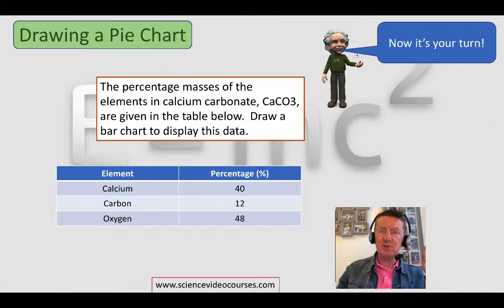Right, well here's some examples you'd have a go at. Percentage masses of the elements in calcium carbonate CaCO3, that's calcium, carbon, oxygen, are given in the table below. Do a bar chart to display this data. So calcium is 40%, carbon is 12%, oxygen 48%.